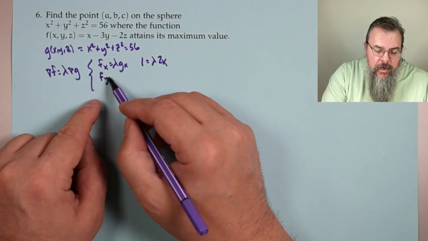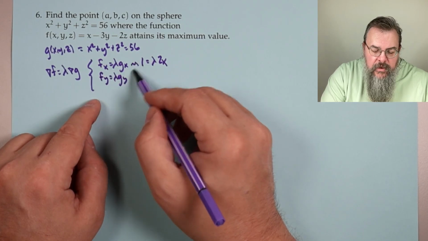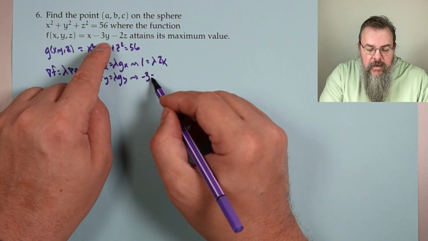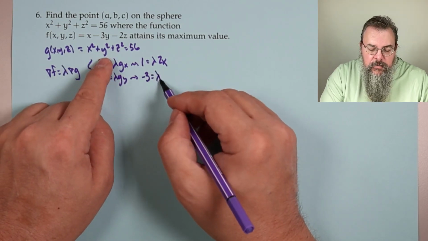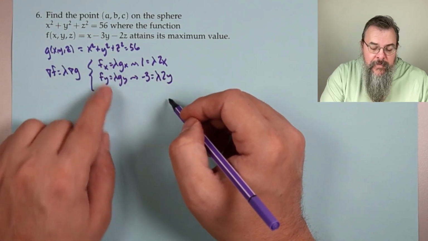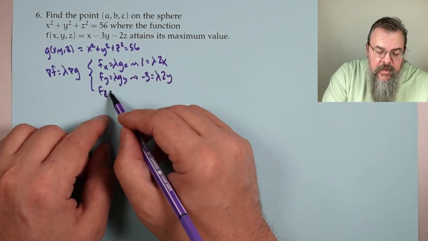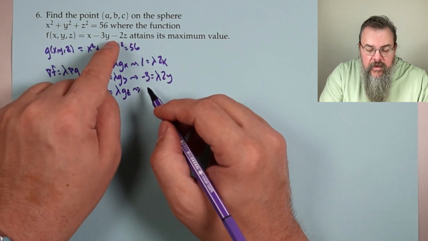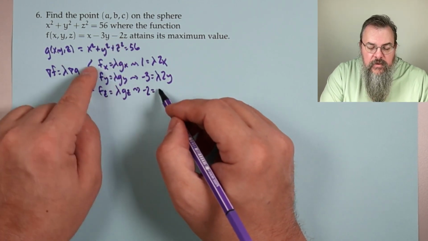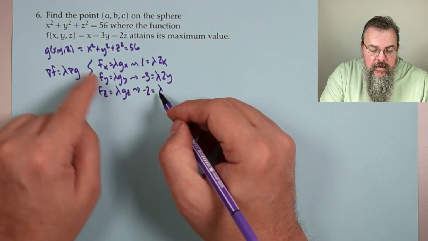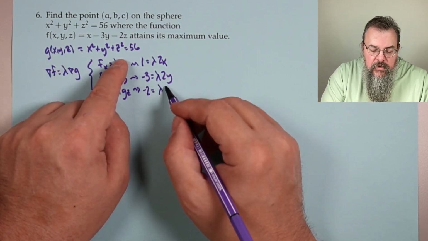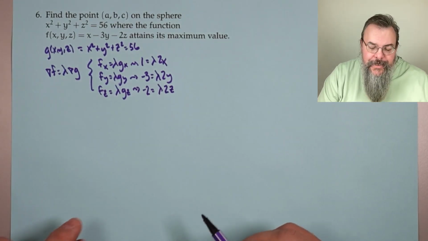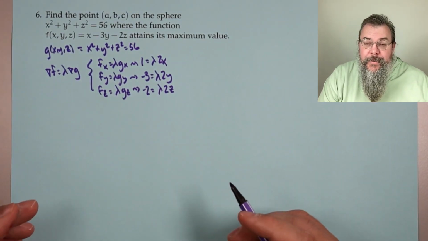And f sub y equals lambda g sub y. Well, f sub y is negative 3. That equals lambda times g sub y, which is 2y. And our last is f sub z is lambda g sub z. Well, that's negative 2 equals lambda, and then the derivative of g with respect to z is 2z. All right, good. Now, what do we do?